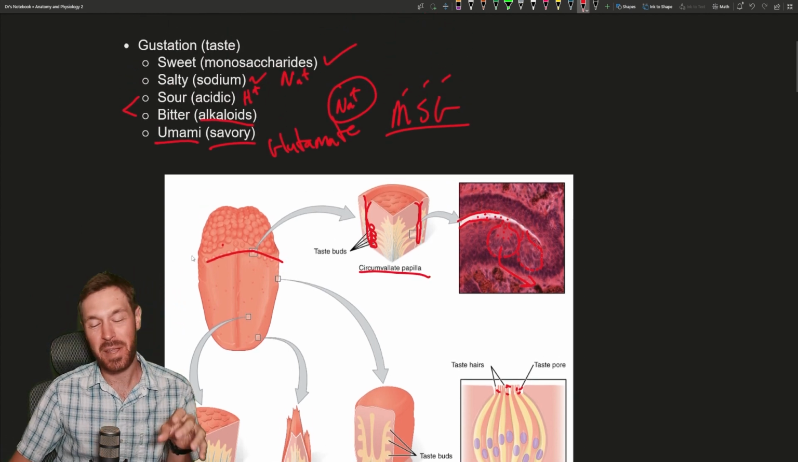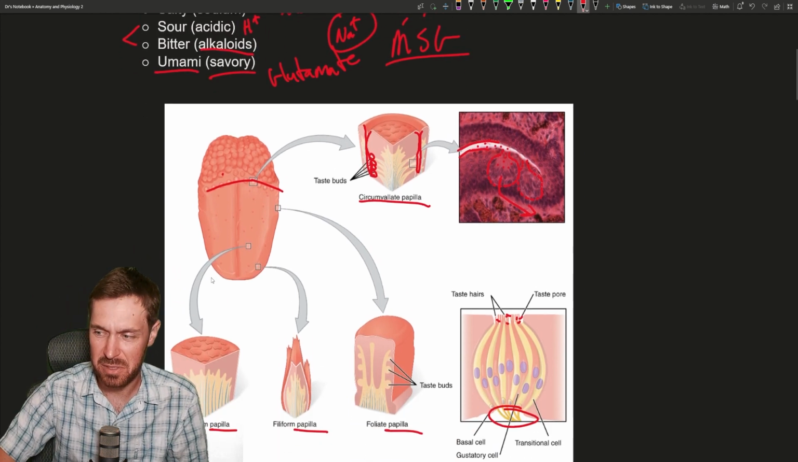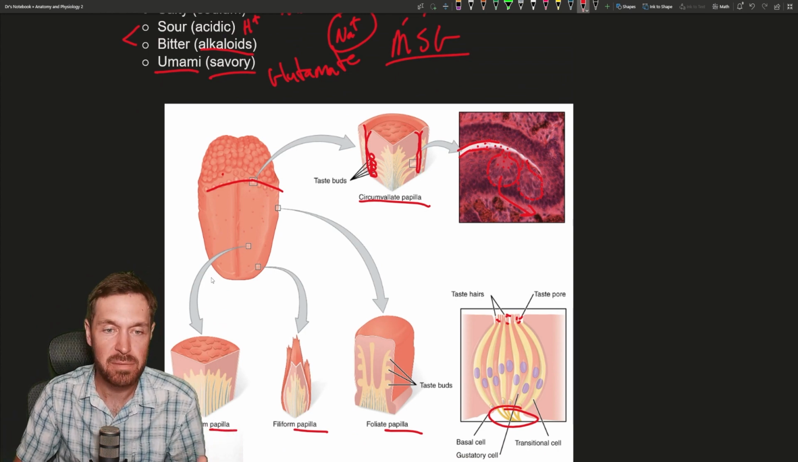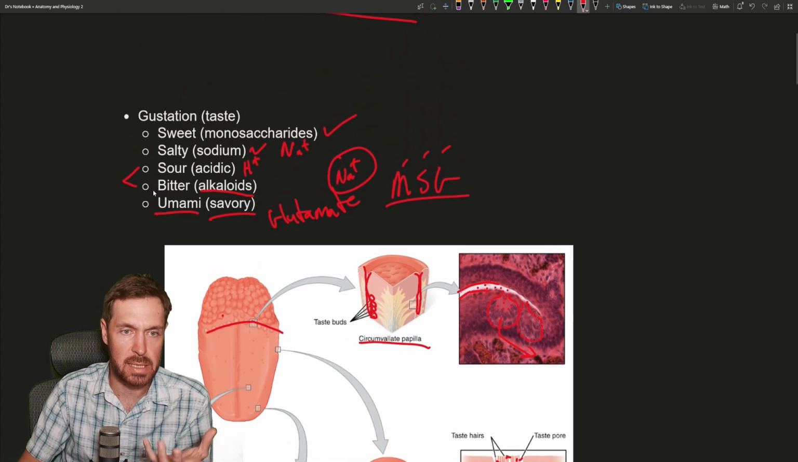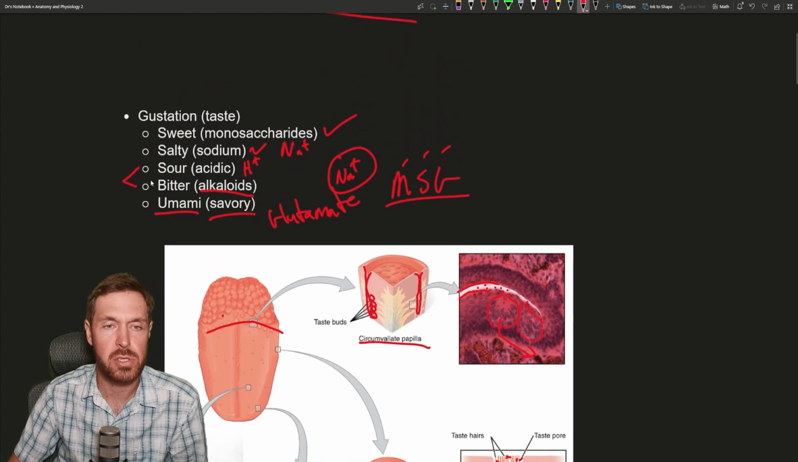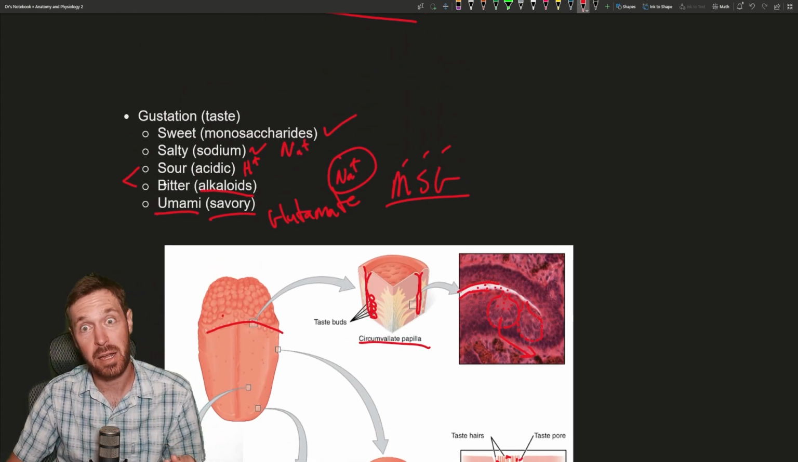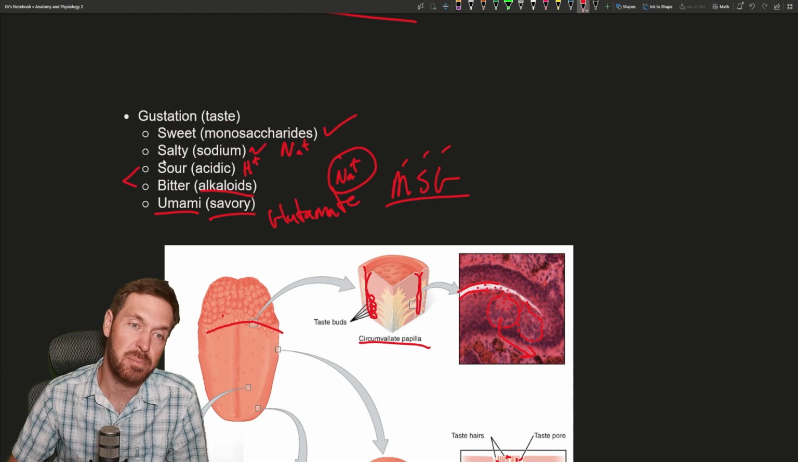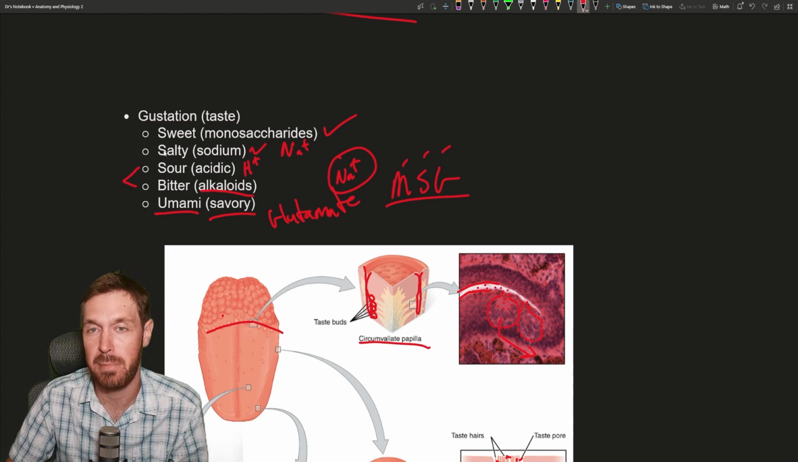Alrighty, so another thing with taste is your enjoyment of spicy food. Spicy food doesn't have a taste here. So how do you enjoy spice? Well, spice is actually capsaicin binding to nociceptors. Nociceptors are pain receptors. So your enjoyment of spice is your enjoyment of pain inside your mouth.